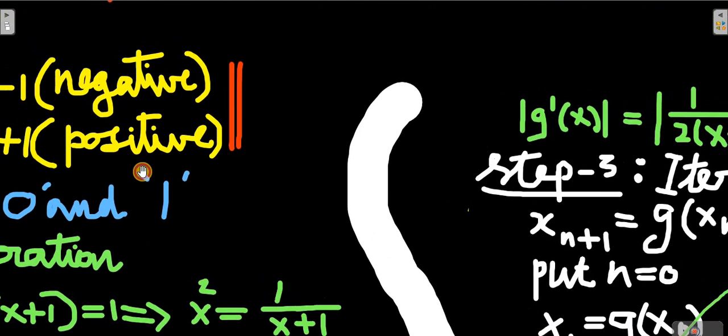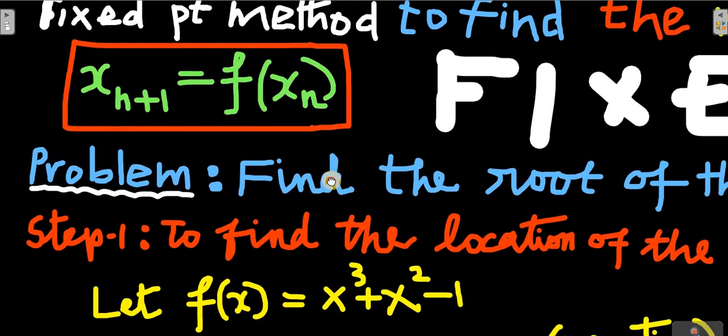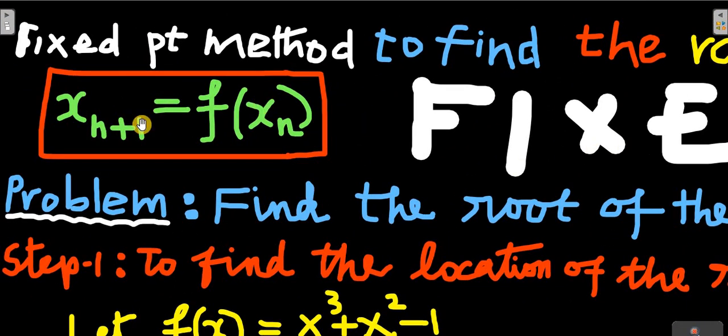Now what's the formula? I already told you that the iteration formula by the fixed point iteration method is: the next approximation, x(n+1), equals f of xn. So in the function put xn, then you will get the next value. That is the fixed point iteration formula. In 2 mark questions they may ask: write down the formula for the fixed point iteration method. This is the corresponding formula.